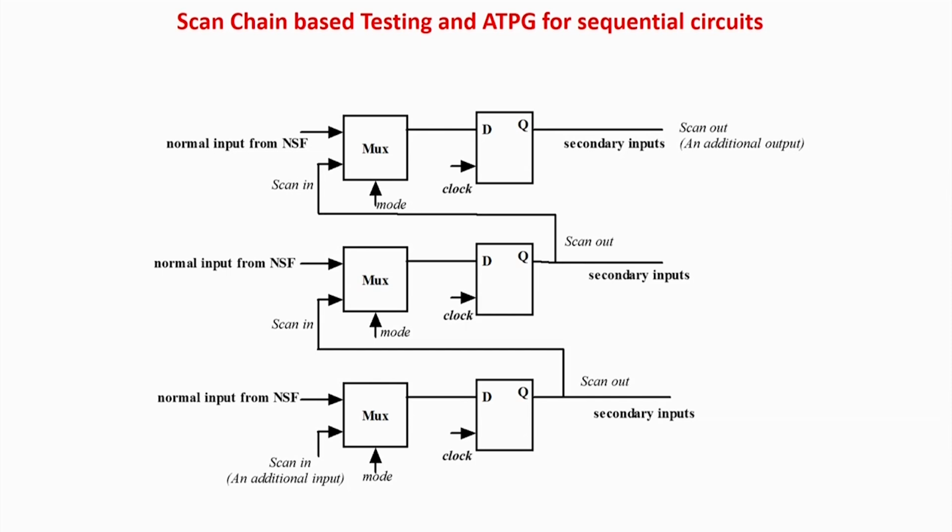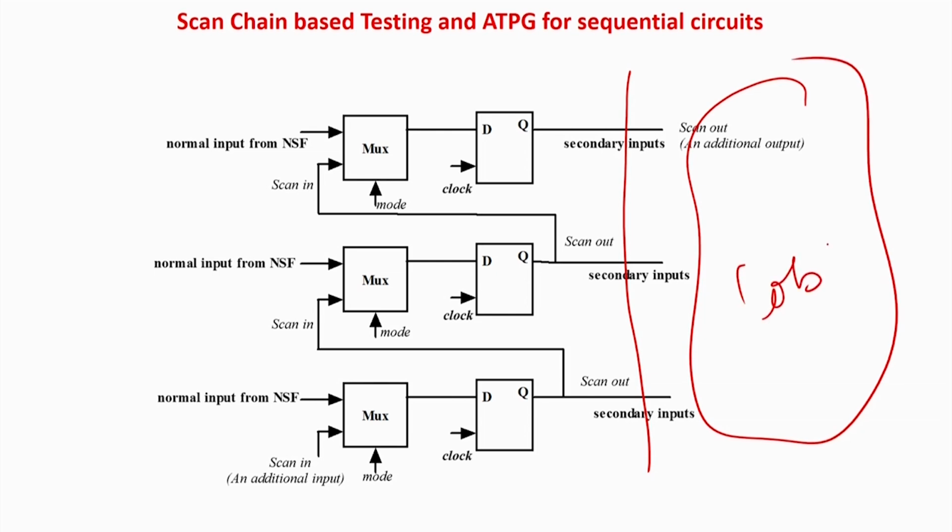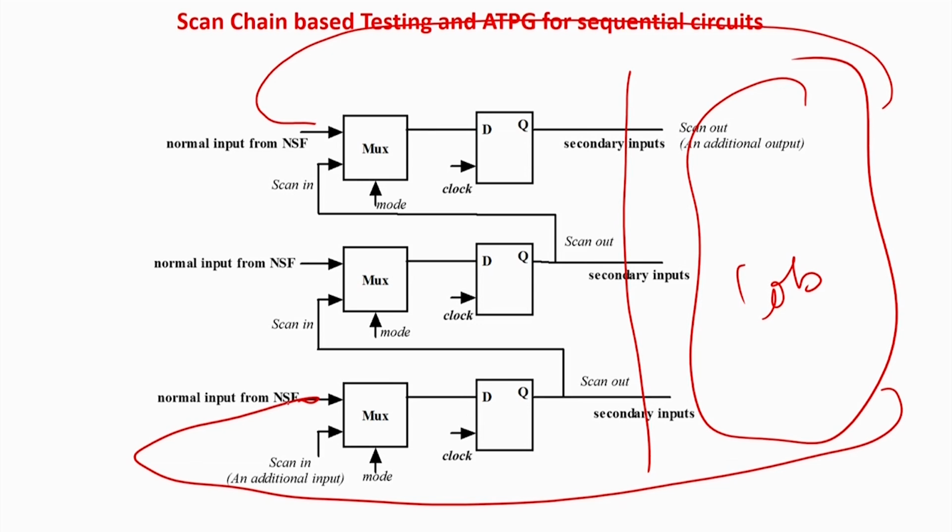Now I am going to give you a very abstract view. Assume in this case there are 3 flip flops 1, 2 and 3. These are the secondary inputs. Basically the outputs of all the flip flops will be connected to a combinational cloud, and they are also an input from the NSF. NSF means the next state function block, basically a combinational circuit. The outputs of the flip flops are all fed back into this combinational circuit, the NSF block. This is a typical structure of a sequential circuit.